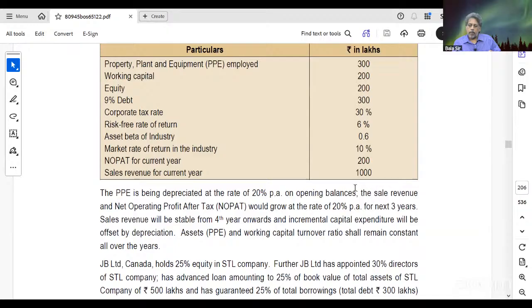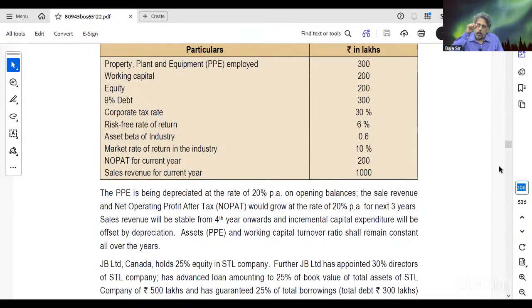Or you can also understand it this way. What is 300 lakh divided by 1000 lakh? That means our property plant equipment is 30% of sales. Similarly, working capital currently is 200 lakh. What is 1000 lakh sales by 200 lakh working capital? It is 5 times. Or you can understand this way: working capital is 200 lakh upon 1000 lakh sales, which means working capital is maintained at 20% of turnover. So that is the percentage of your fixed assets and current assets on sales to be maintained. That is the data given for you to value the business.